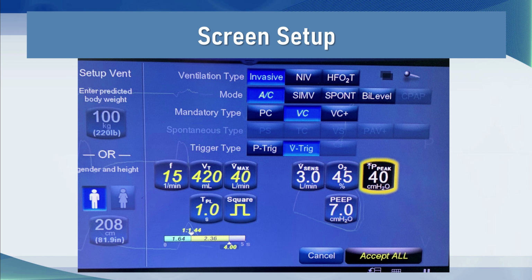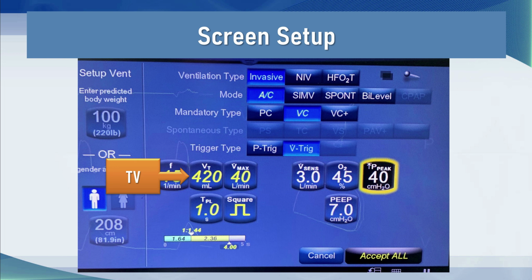This is the screen setup for volume assist control. We can identify the volume control here. We identify the mode of ventilation up here. This is assist control. The next thing we set up is the rate, in this case 15. The tidal volume, in this case 420 mils. They're the really basic settings that you will do in any ventilator with volume control.